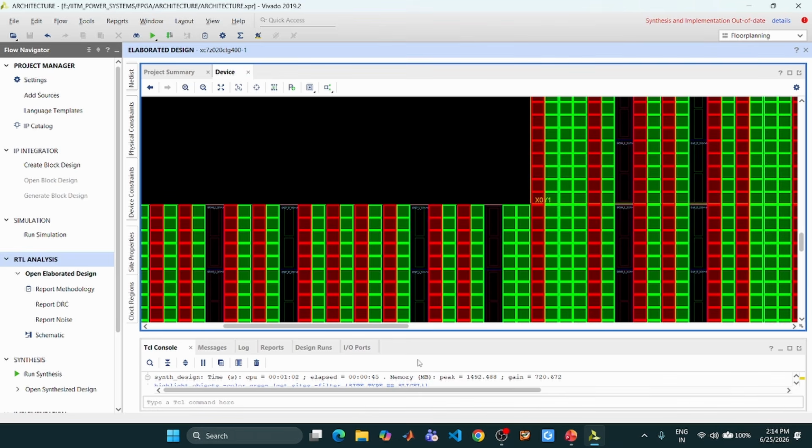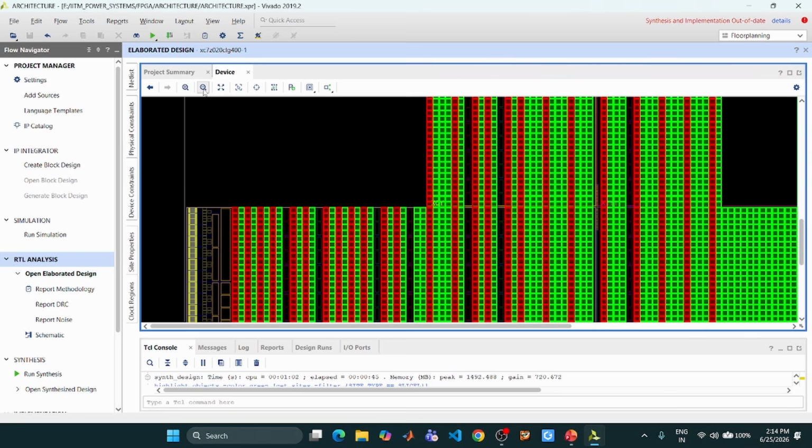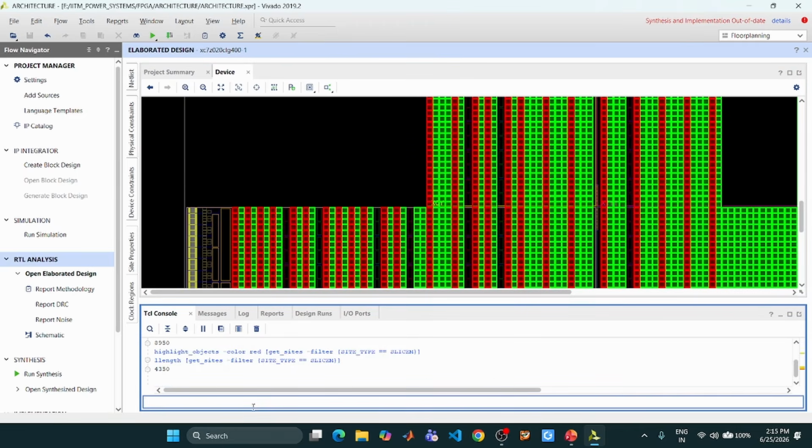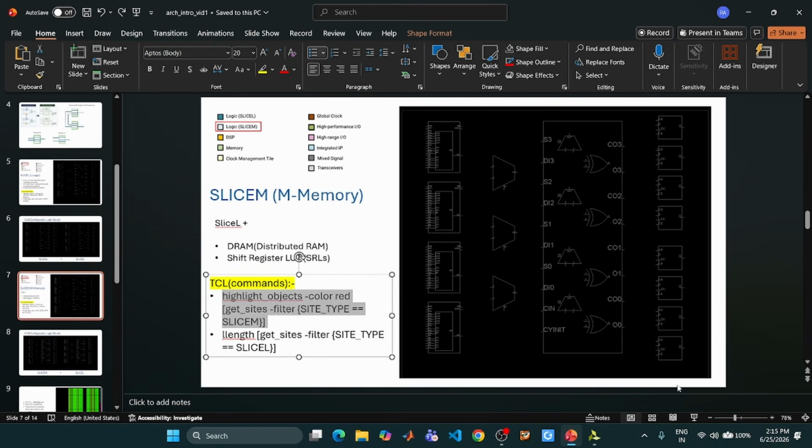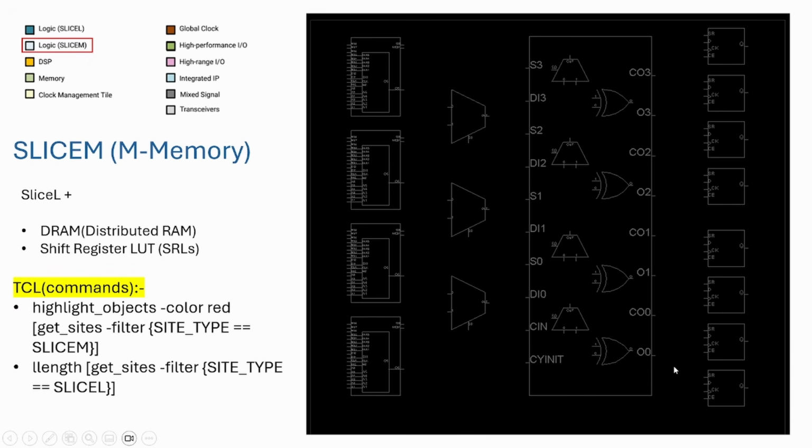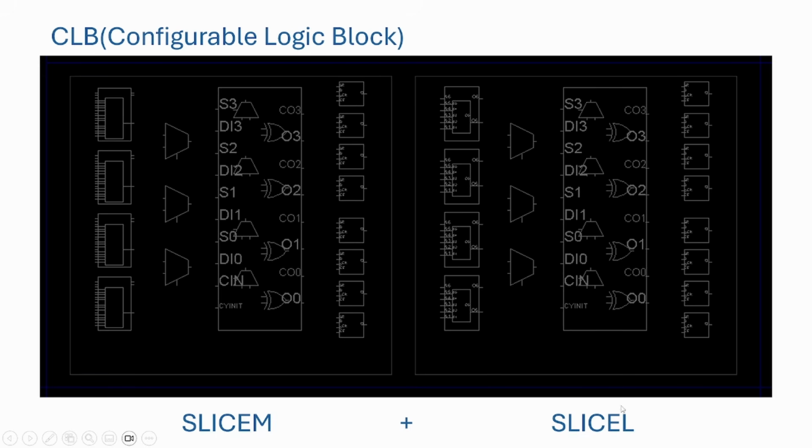If I zoom out, you can see all the SLICEMs are arranged in a columnar fashion, which exactly resembles the ASMBL architecture. And if you look at the number of SLICEMs present in the FPGA, it is 4350. Due to the memory property of the SLICEM, SLICEM is more complex to build than the SLICEL. The SLICEM and SLICEL together are also known as a configurable logic block.